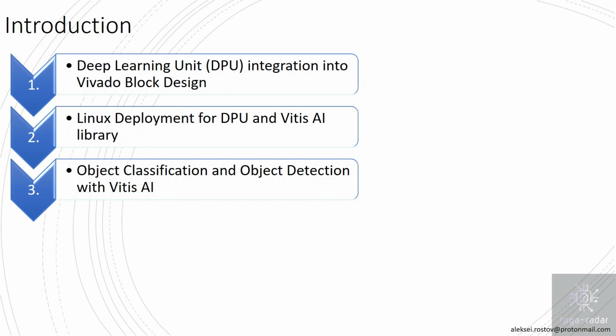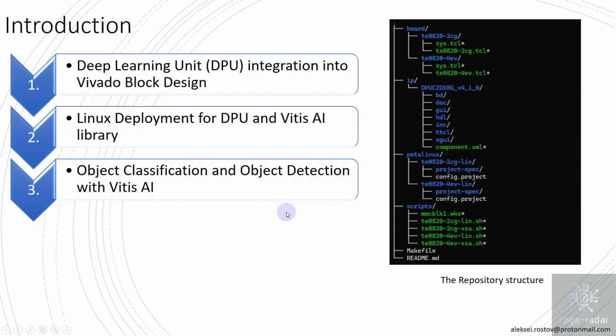And the last step, I will demonstrate two examples. It's object classification with ResNet 50 and object detection with YOLOv3 network and USB camera. So all information, all sources that are used in this lesson are available for free in my repository.